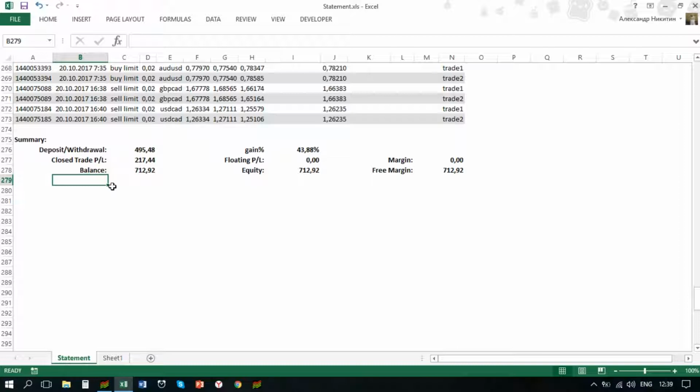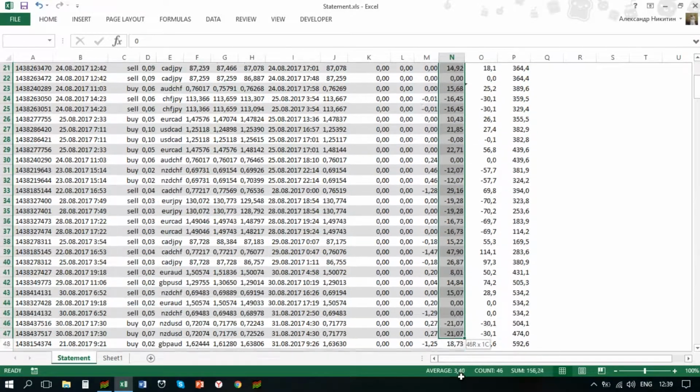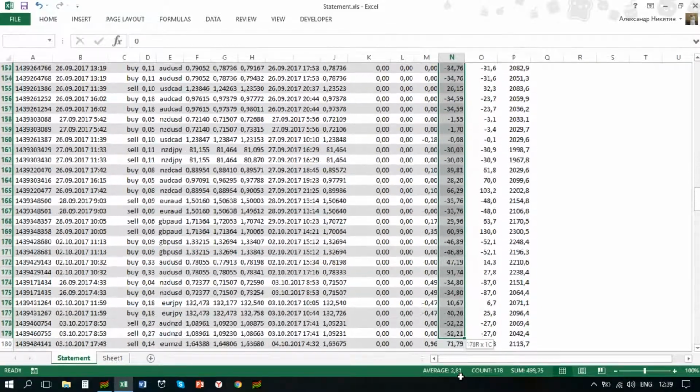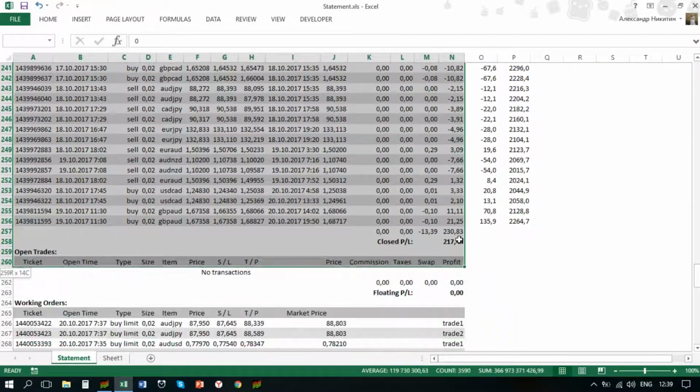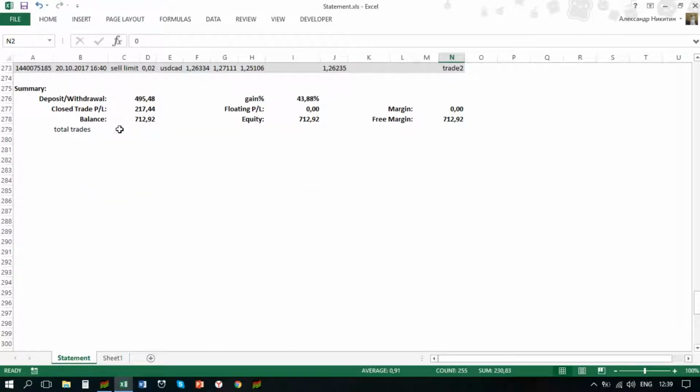Let's calculate the amount of total trades. It is calculated pretty simply. Let me show it to you. You just take your trade and stretch that to the downside this way. Okay, this is the last trade, and look here, the count is 255. Type it there: total trades, 255. Perfect. Let's go next.